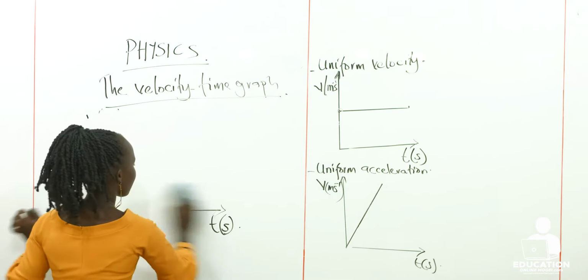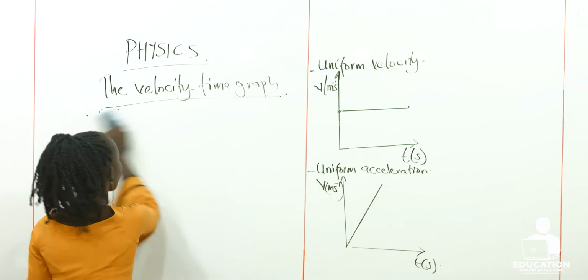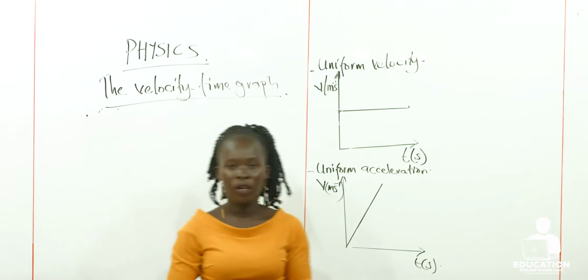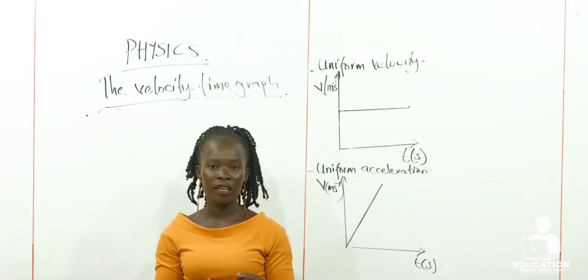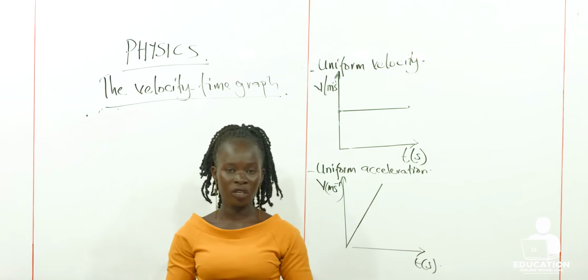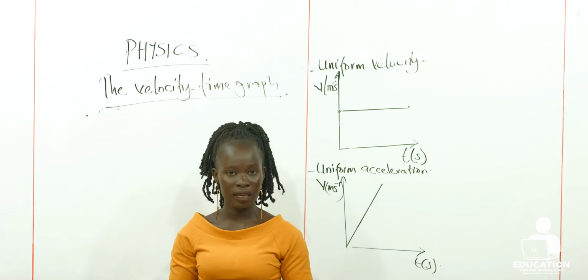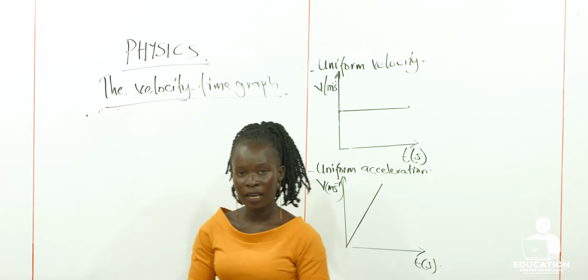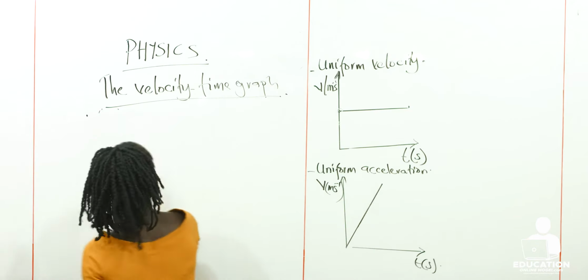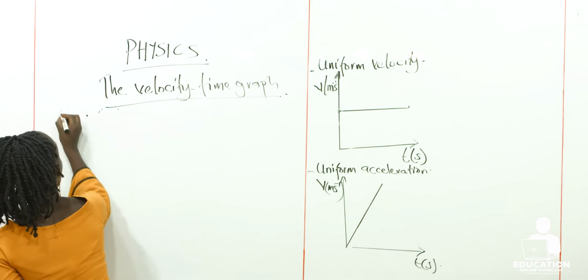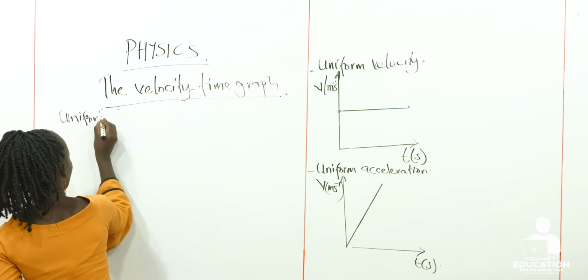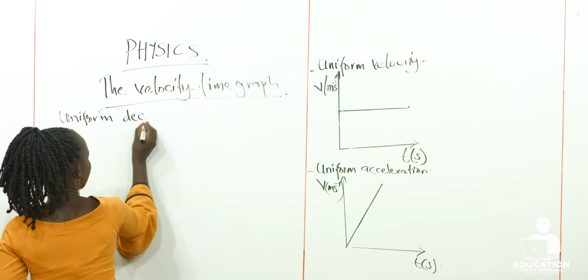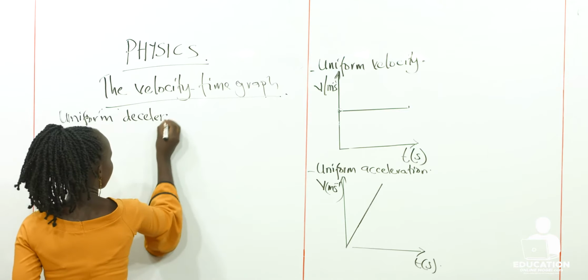So with uniform deceleration, what happens? When we are talking about deceleration, we are talking about the body coming to rest. You can also find it that, instead of deceleration, they will say the body is retarding. So how will it look in the graph? We have our uniform deceleration.